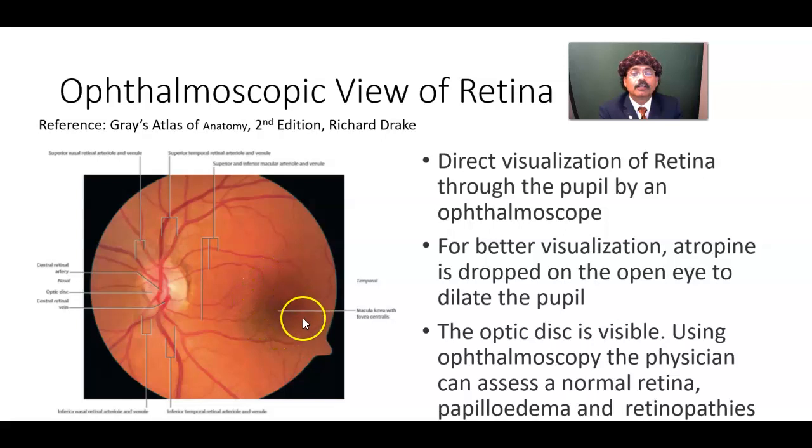Here, this is darker. And the center of it, we call the fovea centralis, that contains a lot of large cones for maximum visual acuity. So this is the retina that is visualized by the ophthalmoscope, by the optometrist or ophthalmologist, or any other medical doctor or medical student who can visualize this part by means of the ophthalmoscope.